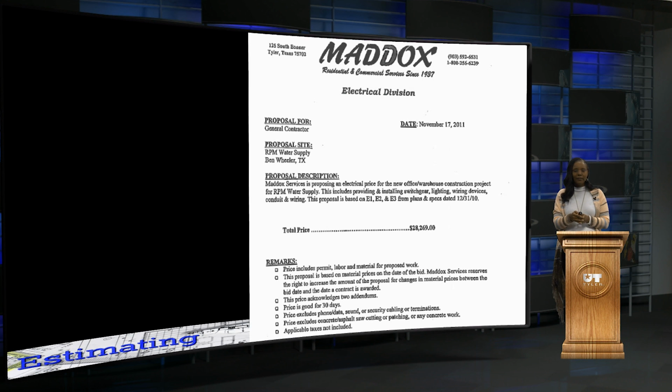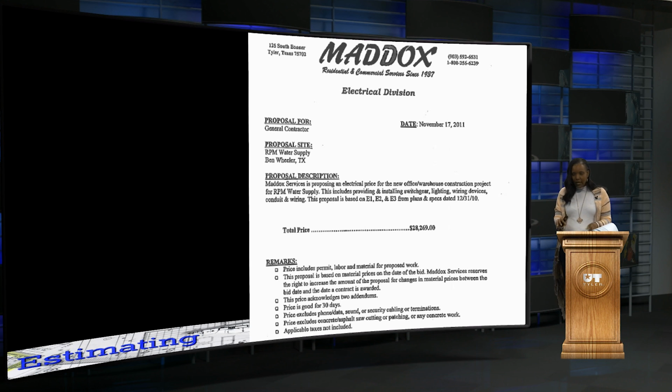This is an example of a quote that was given, MADOC's Residential and Commercial Services, Electrical Division. And this is actually a real project from a contractor here locally. They gave me this project, and this is one of the bids that they got in. This is RPM Water Supply, the project, and they're actually going over with you a description of what's all included in this proposal. And they give you a total price here of $24,249. With this, you'll see at the bottom it has some additional information under the remarks.